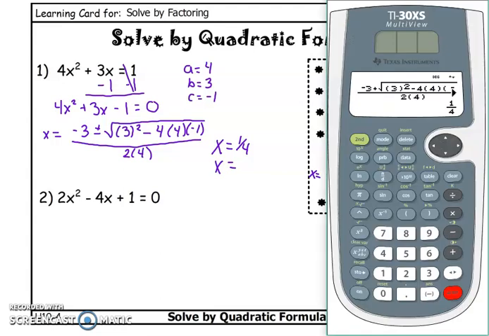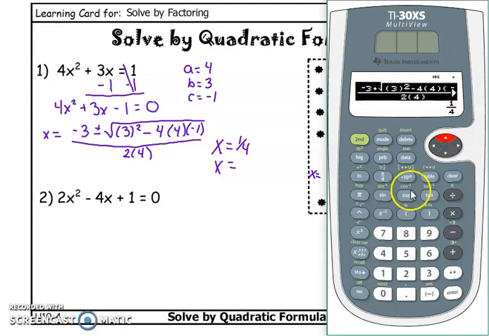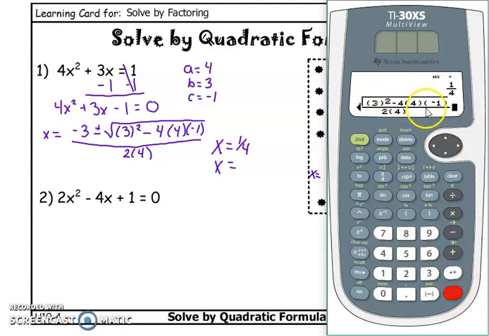So when we use our calculator, what's really cool is our calculator will do copy and paste. If you use the arrow up button and you go to that big long problem you just put in, so it's highlighted, and hit enter, it pastes that problem down here again.